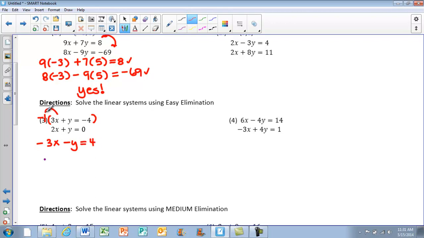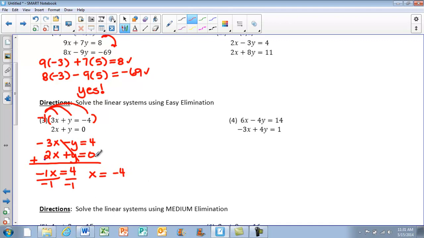Remember, that needs to get distributed to each term here. Then my second equation is going to stay the same: 2x plus y equals 0. So now I'm going to add these together so that I can eliminate my y's. They cancel out, and I'm left with negative 1x equals 4. Divide both sides by negative 1, and I have x is equal to negative 4.